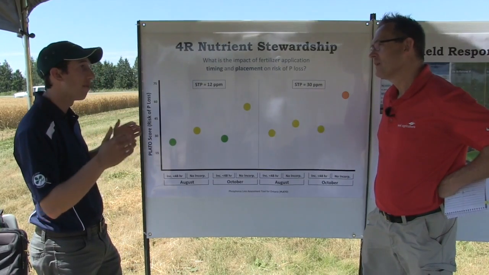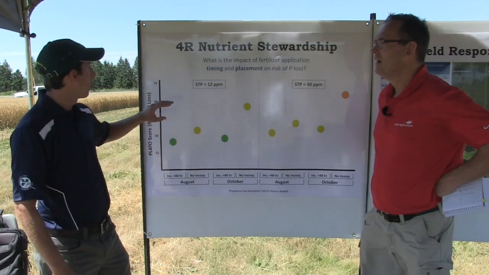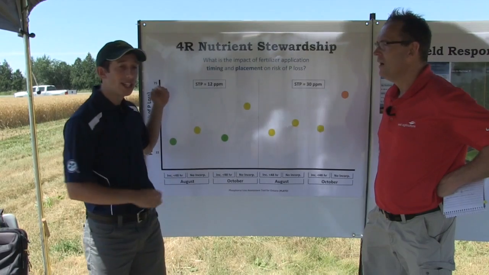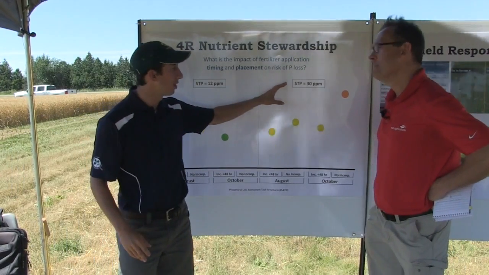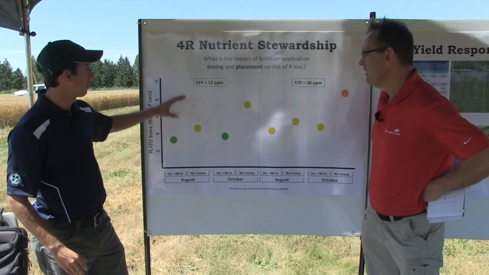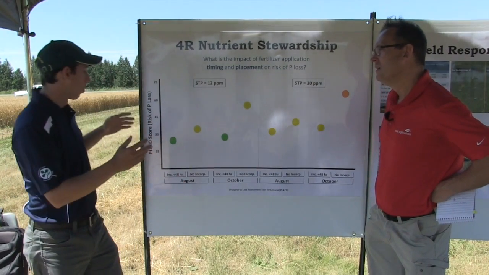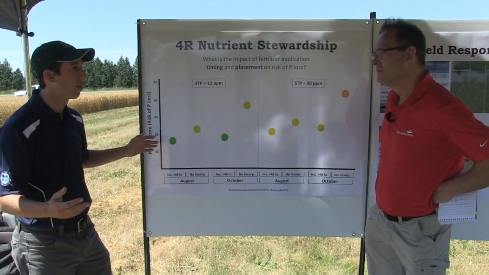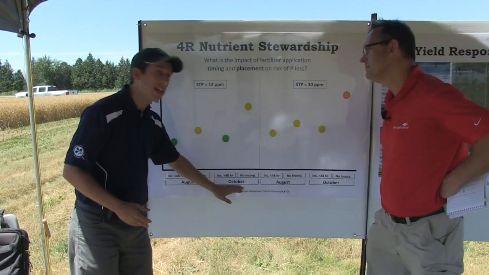This is also soil that's got moderate soil erosion, so that's one of the factors to consider. Here you can see we've got two scenarios. One is a soil test level at about 12 parts per million for Olsen, and the other is a soil test level at 30 parts per million. Looking at the left-hand side, at 12 parts per million with 100 pounds per acre, we have two times when we can apply it: after wheat comes off in August, or after soybeans in October.